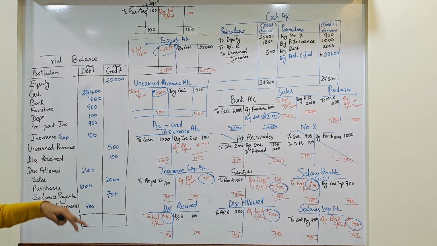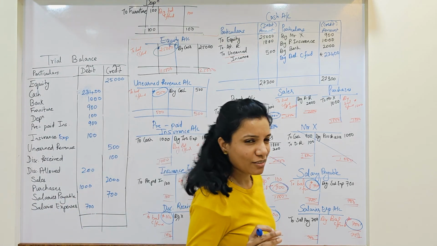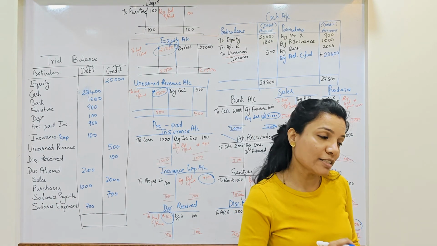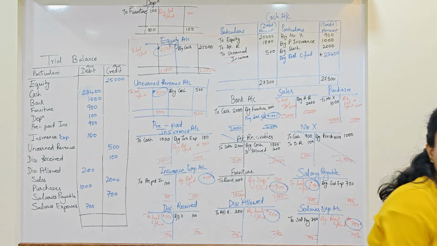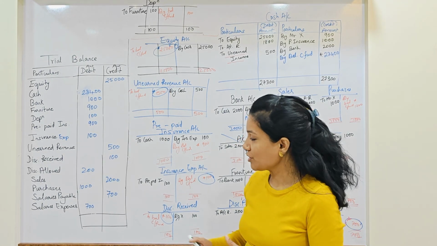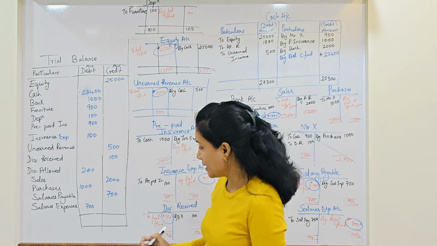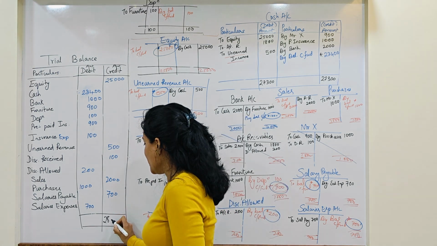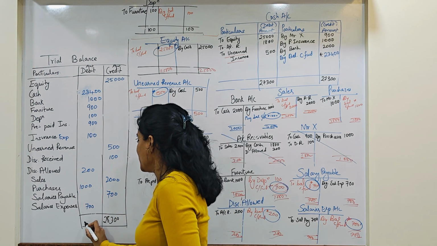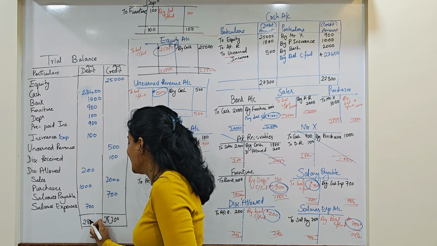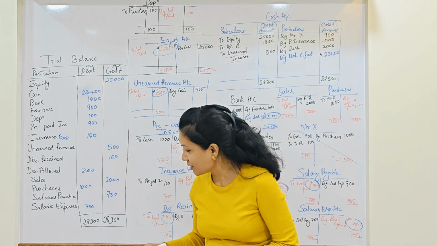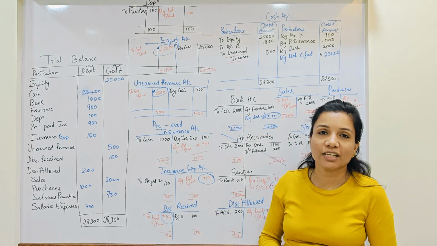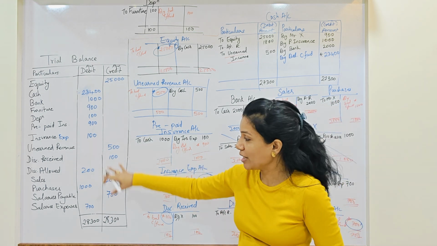This is how the transactions are recorded. I'll give you 30 seconds to take the total and see if the trial balance tallies. Or you can just pause the video and check. It should tally at 28,300. I've already taken the total. I cannot waste time taking the totals here. So it's 28,300. Just check if the trial balance tallies.